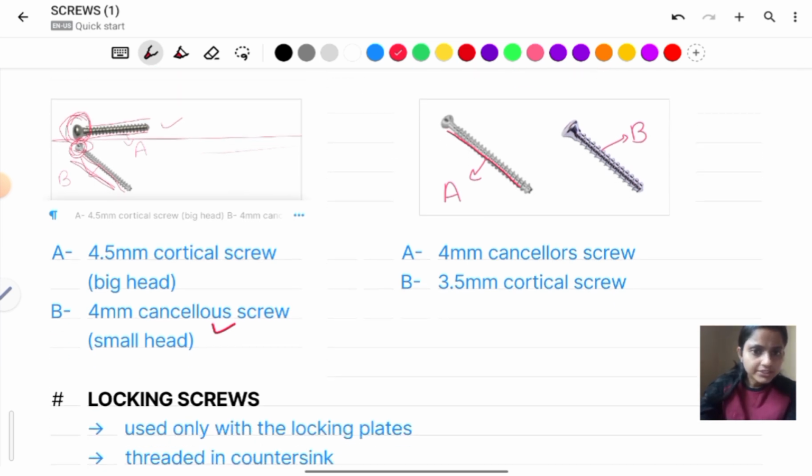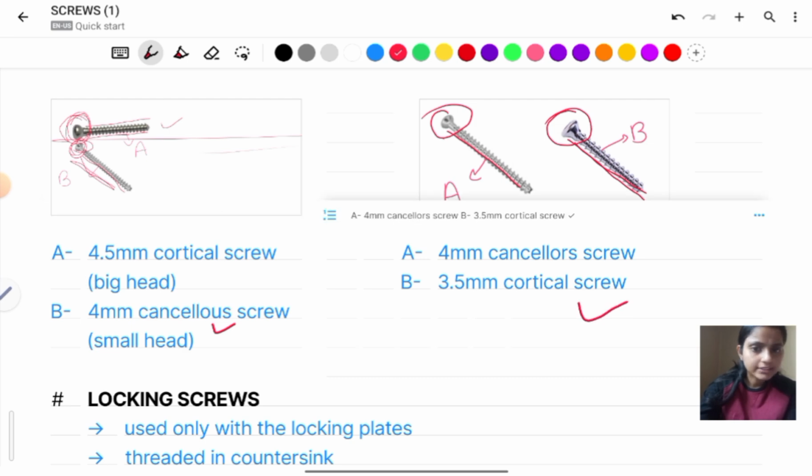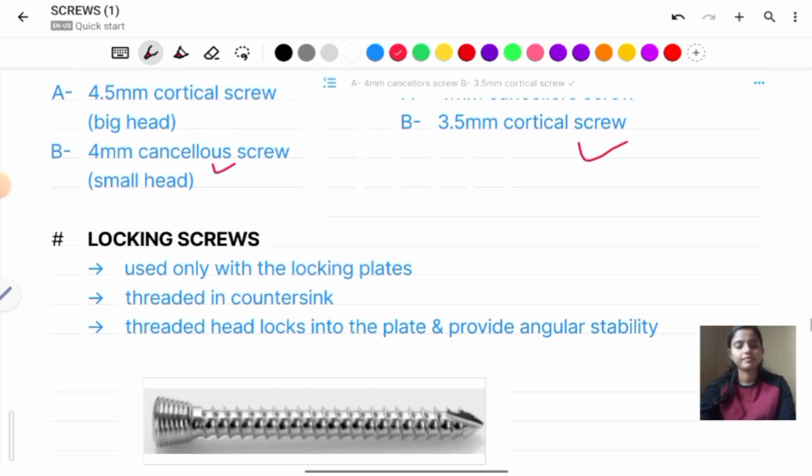This is also fully threaded. This is a big head, so the cortical screw. Small head, so the cancellous screw. It is looking small, so 3.5 mm, and this is the 4 mm cancellous screw.